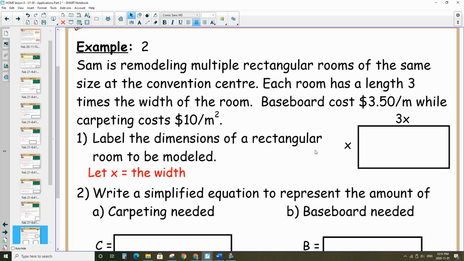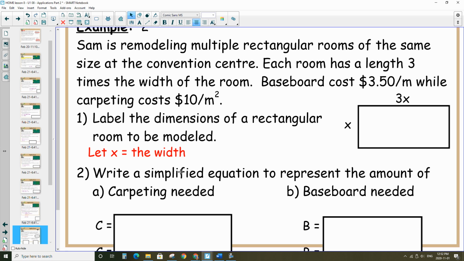Label the dimensions of a rectangular room to be modeled. So I've done that here on the right, and I have got my let statement. I'm saying let x equal the width. That means the length is going to be 3x. Write a simplified equation to represent the amount of carpeting needed and then baseboard needed.